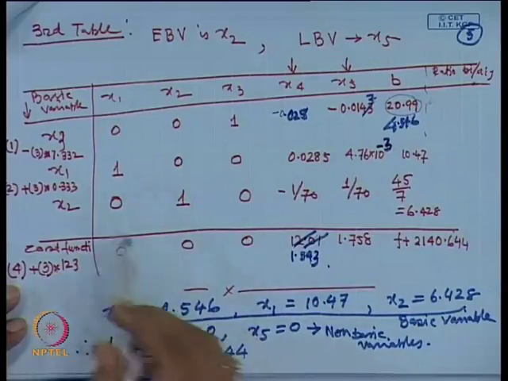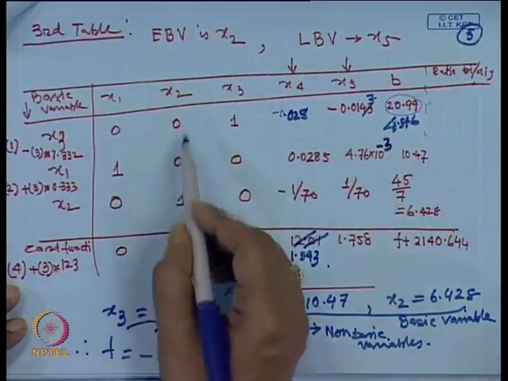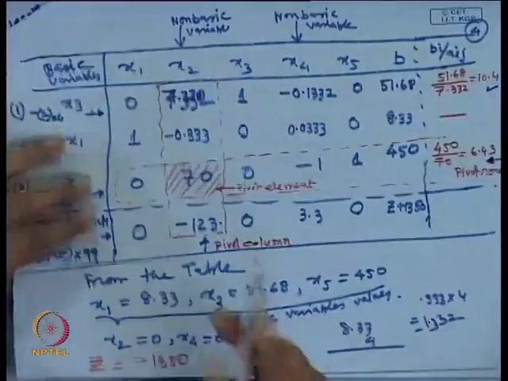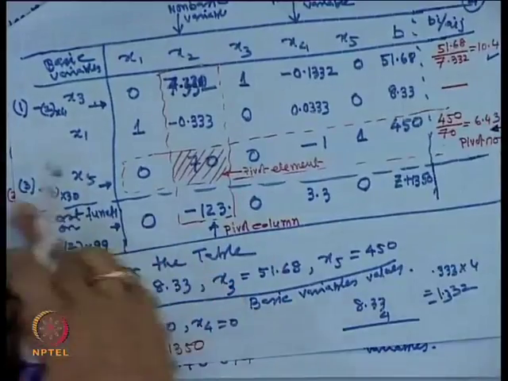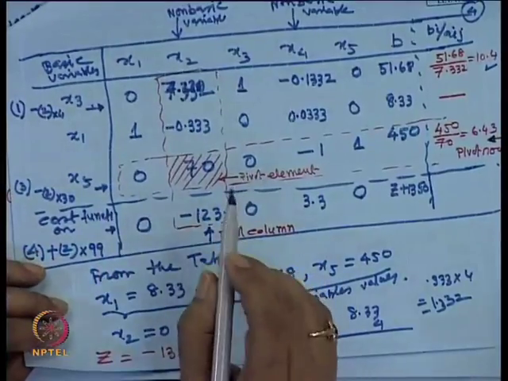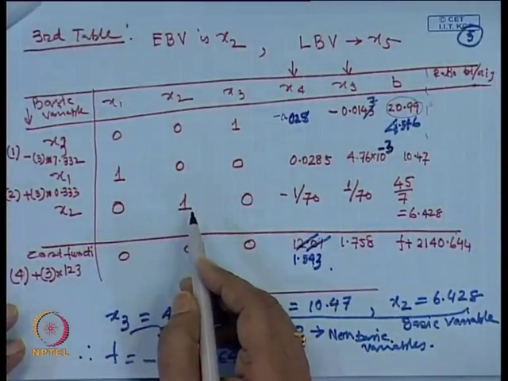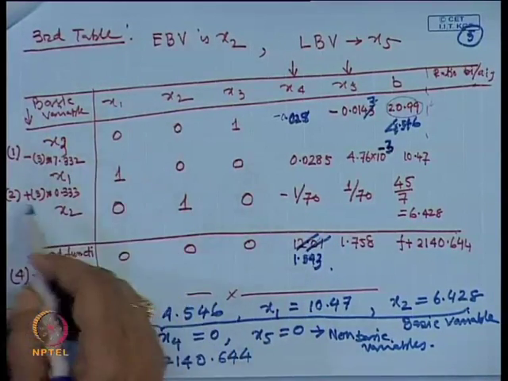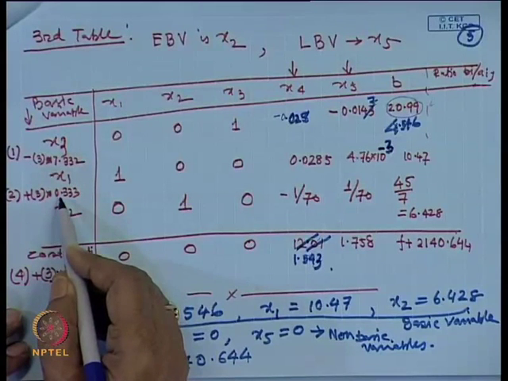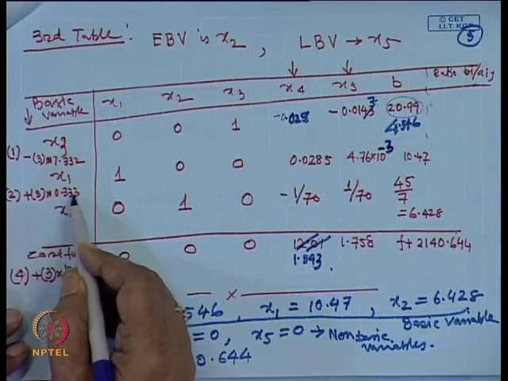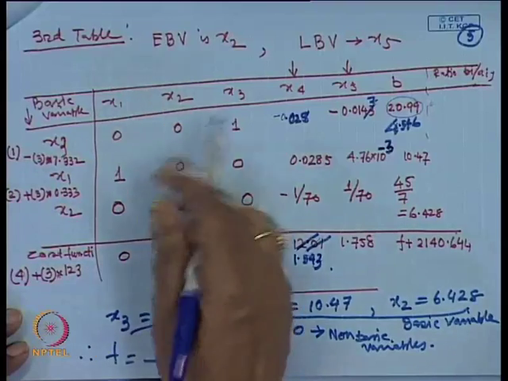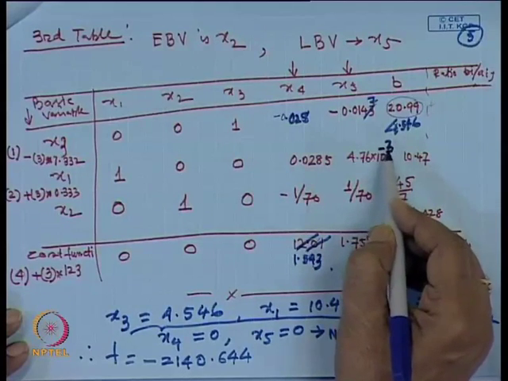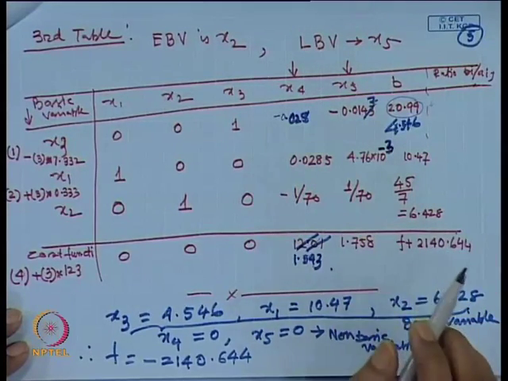Similarly, in the second equation, we can remove x2 by multiplying equation 3, after normalizing, by 0.337 and adding it to equation number 2. So, 2 plus 3 times 0.337. If you add it, you will get this equation. The last column is written 10 to the power minus 6. Actually, it will be 10 to the power minus 3.